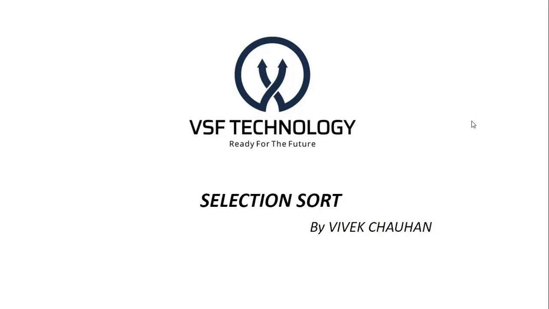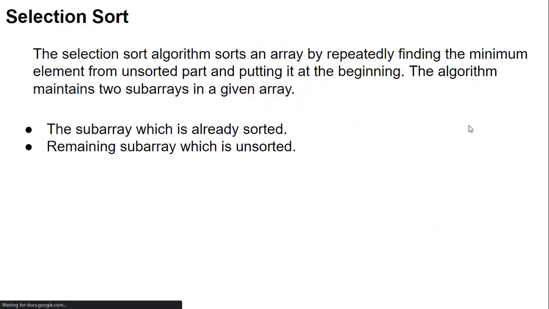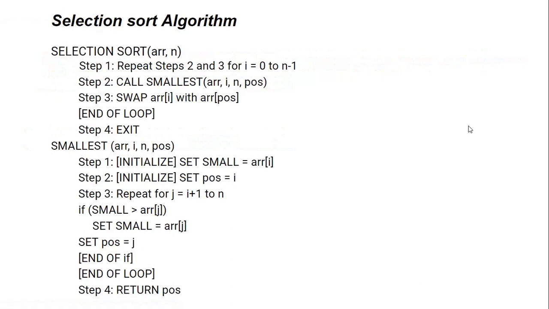Today we are going to learn selection sort. Selection sort. The selection sort algorithm sorts an array by repeatedly finding the minimum element from the unsorted part and putting it at the beginning. The algorithm maintains two subarrays in the given array: the subarray which is already sorted, and the remaining subarray which is unsorted.